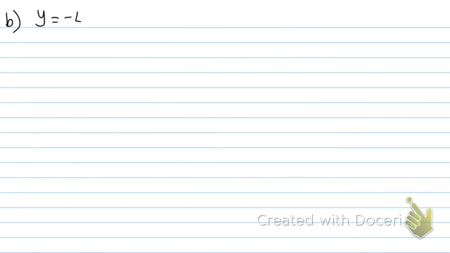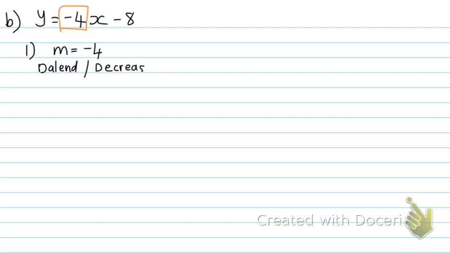Okay. Number B. B's equation is y is equal to negative 4x minus 8. First, I have to get the m value, the gradient. Okay, so this is already in standard form. Y is equal to mx plus c. And what is the m value? It's negative 4. Is it increasing or decreasing? It's a negative value, so it's decreasing. Number 2, x-intercept, y-intercept.